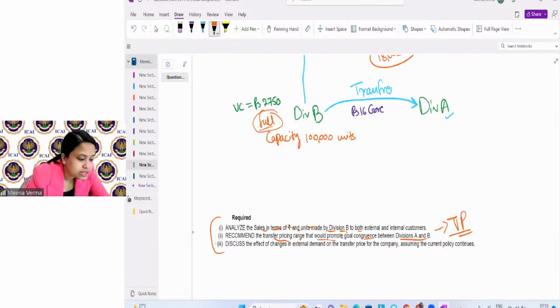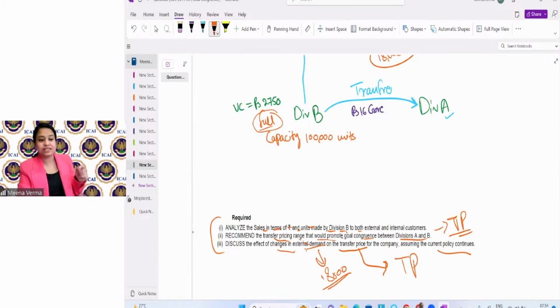Then discuss the effect of change in external demand. There is an external demand of 18,000, right? So they are saying if this external demand is coming in the organization, what is the impact on transfer price? First decide the transfer price, then find the transfer price if there is more external demand of 18,000 units. What will be the transfer price? So this is the question they're asking you here. I hope the question is visible.